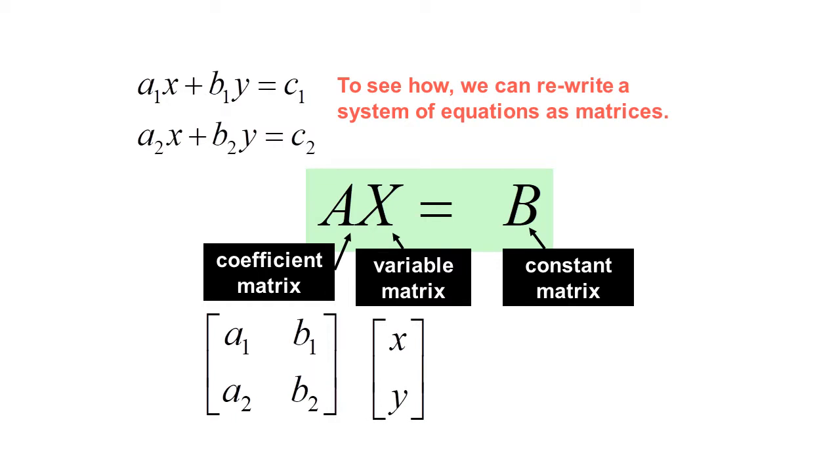Next, the two variables here are X and Y. We need the value of X and Y. So this is a variable matrix. It is a 2 cross 1 matrix. Next, what is on the right side, that is C1 and C2. So I write it as one column. It is a 2 cross 1 matrix. So this is a constant matrix. So now A is nothing but A1, B1, A2, B2. X is the matrix x, y and B is the matrix C1, C2.